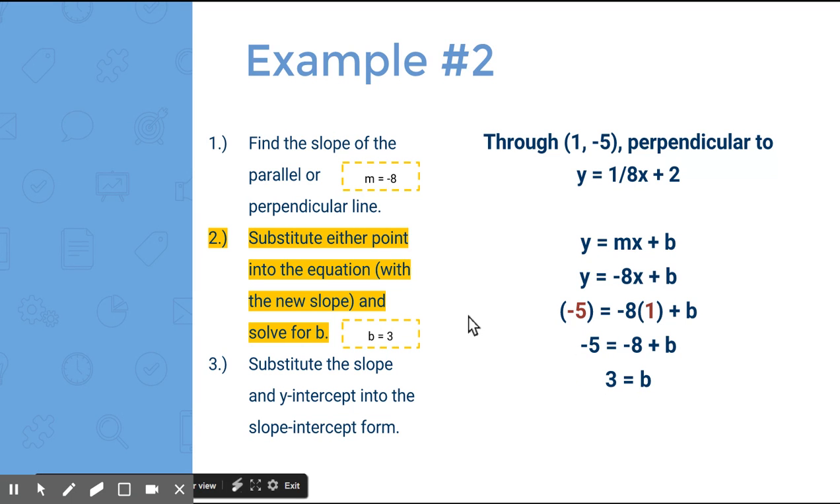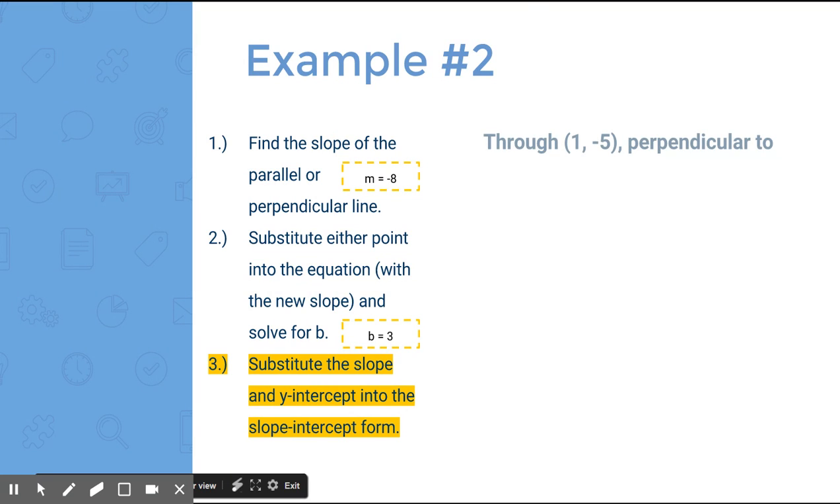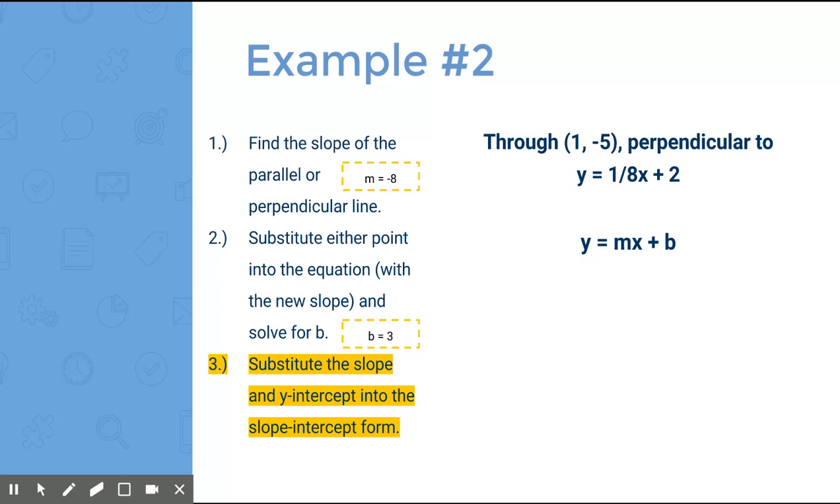And our final step is very simply just to write it. We take our slope and we take our y-intercept and we plug it in. So the negative 8 will go into the m, which is our slope, and the 3 will go into the b, which is our y-intercept. And we get our equation as y equals negative 8x plus 3.